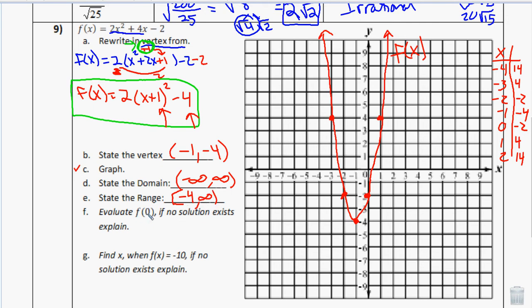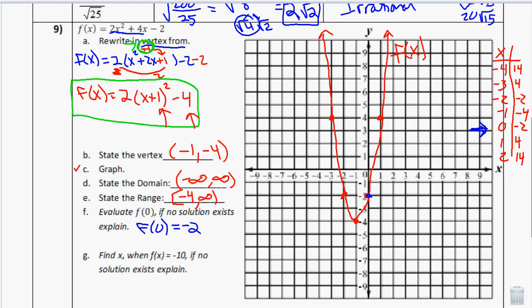Evaluate f of 0. If no solution exists, explain. So f of 0 means plug in a 0 for x. If you plug in a 0 for x, I can just see on my graph even that I'll get out a -2 for y. F of 0 equals -2. You could even see it here in my table. When I plug in a 0, I get out a -2.